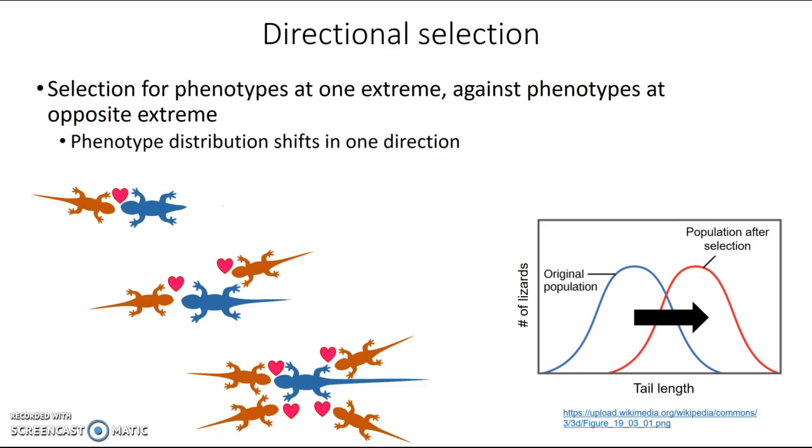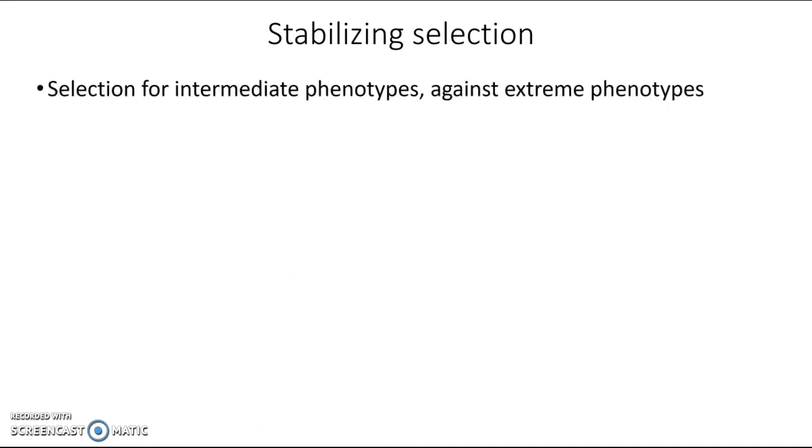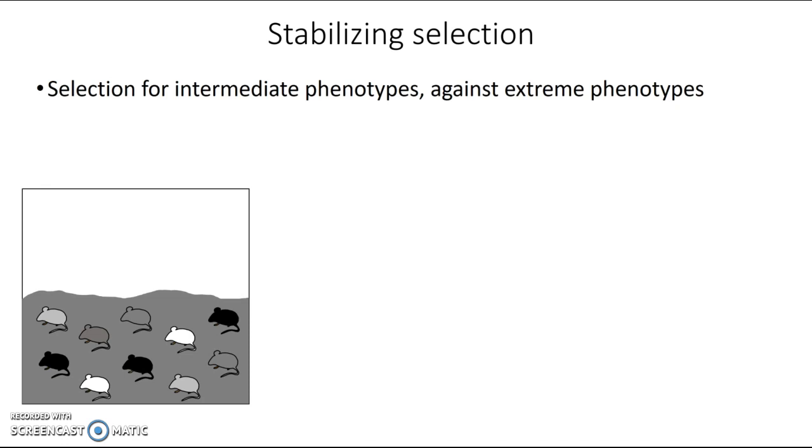So that's directional selection. The next phenotype shift is stabilizing selection. And this occurs when there's selection for the intermediate phenotypes in the distribution and selection against the extremes. So for this one, I'll show you an example of a population of mice. And you can see that there's variation between individuals.